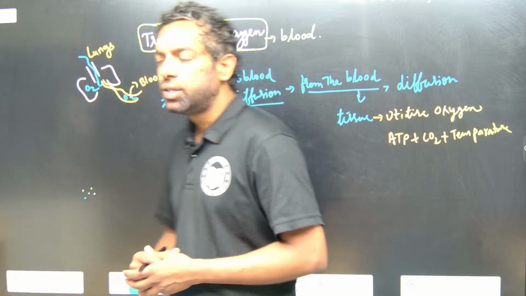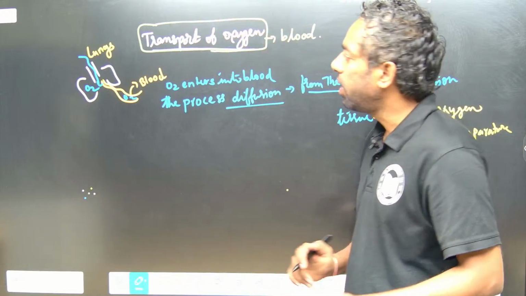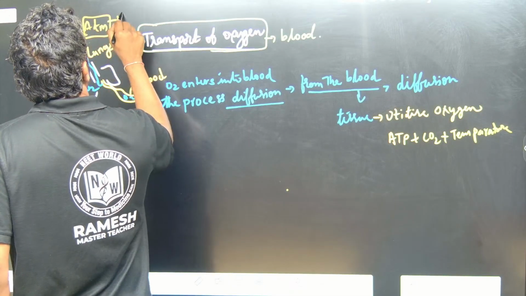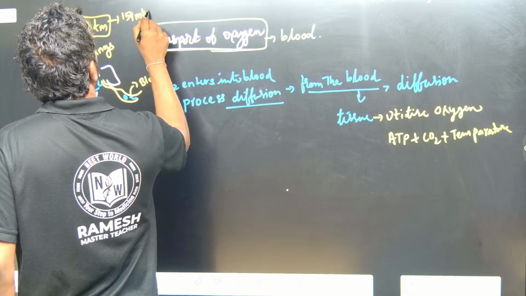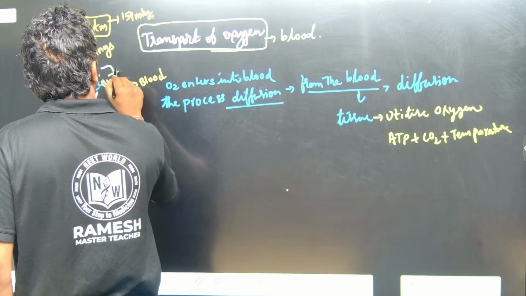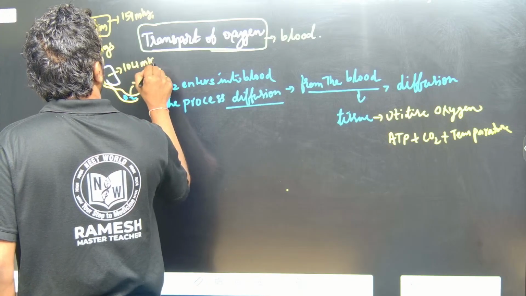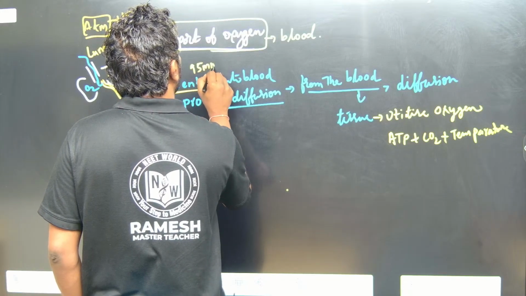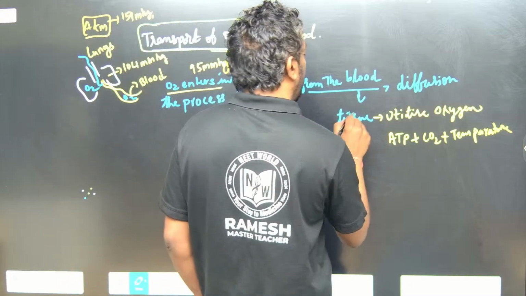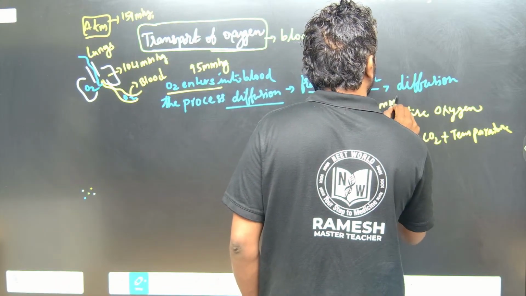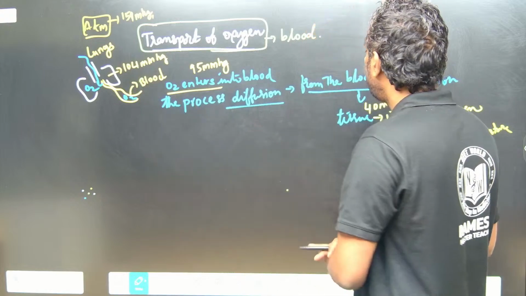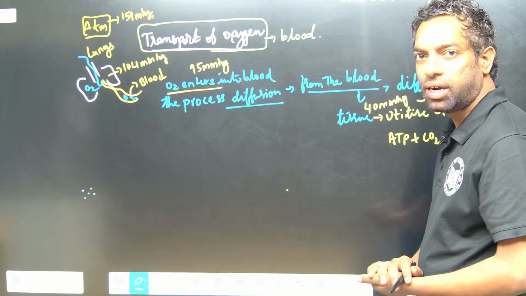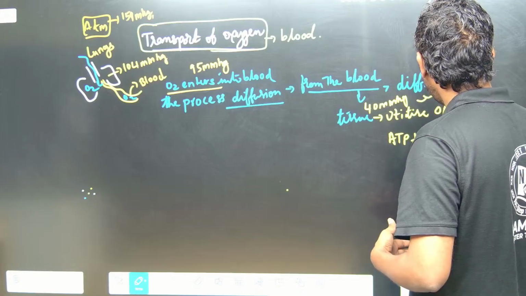Where is oxygen transported from? It is produced in the atmosphere with a partial pressure of 159 mmHg. In the lungs it is 104 mmHg. In the oxygenated blood it is 95 mmHg. In the tissue, finally, it is 40 mmHg. So oxygen is transported from the atmosphere to the tissue, where it is utilized and CO₂ is released.